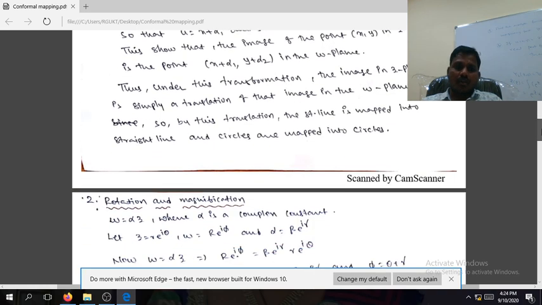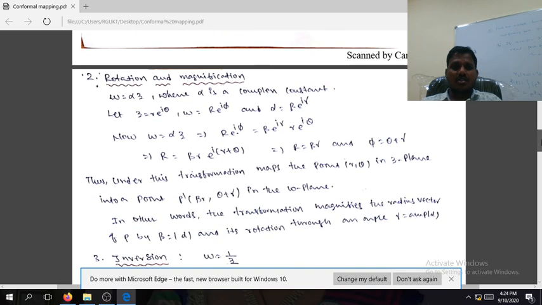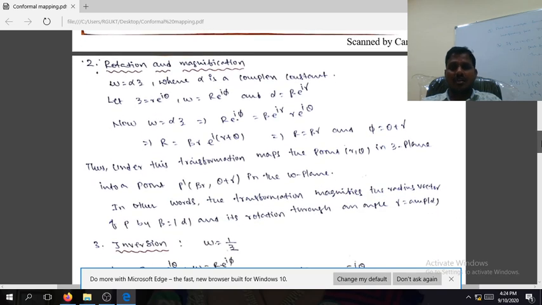Now coming to the second standard transformation, which is rotation and magnification. Right. Rotation and magnification: W is equal to alpha Z, where alpha is a complex constant. I am writing W, Z and alpha in polar magnitude form. In polar coordinates, Z is equal to r e to the power of i theta. It is a complex number.